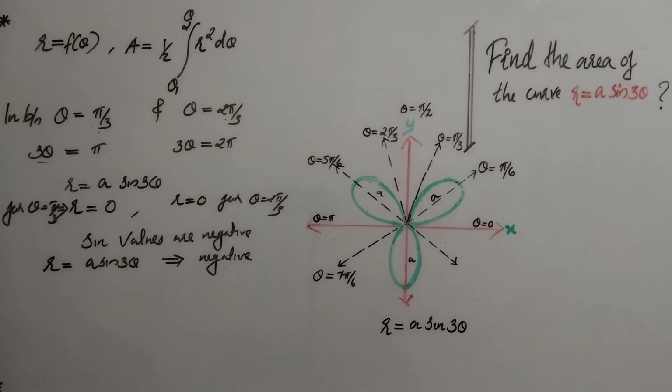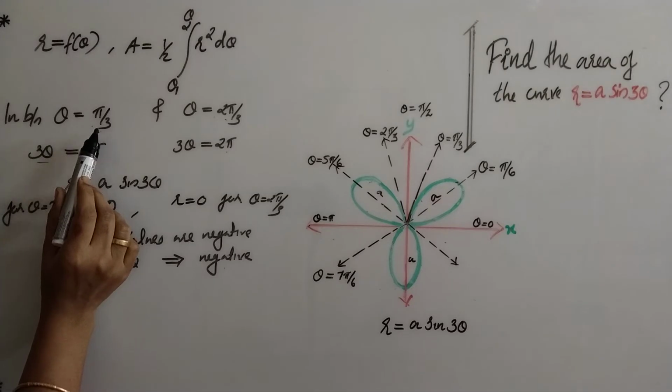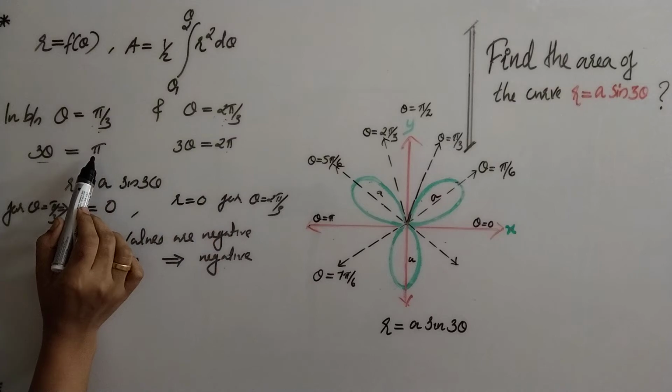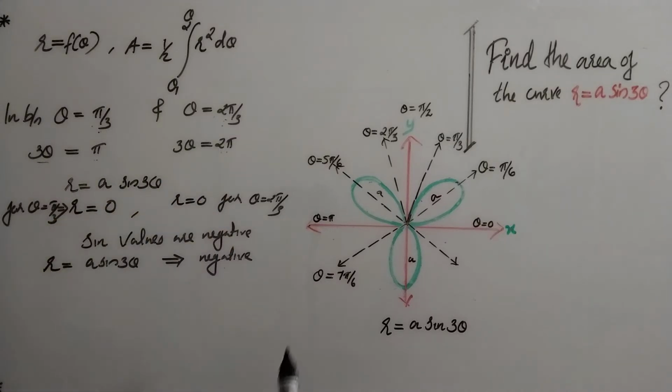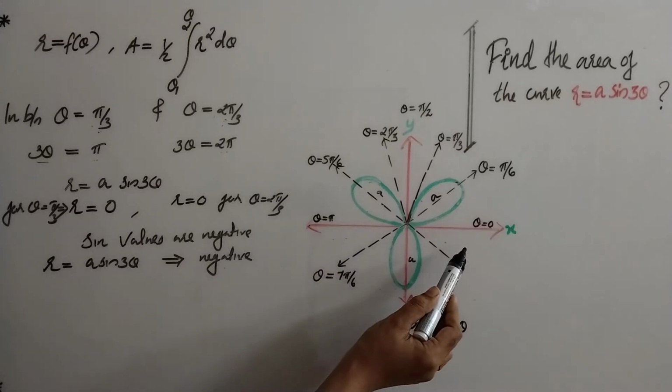Sine values are negative, which means the value of r equal to a sin 3 theta is negative for the corresponding theta. Since r is a directed distance, the points corresponding to theta between pi by 3 and 2 pi by 3 lie in the third and fourth quadrant. In between theta equal to pi by 3 and 2 pi by 3, 3 theta is between pi and 2 pi. So in between these theta values, sine values are negative, so r is also negative and this lies in the third and fourth quadrant.